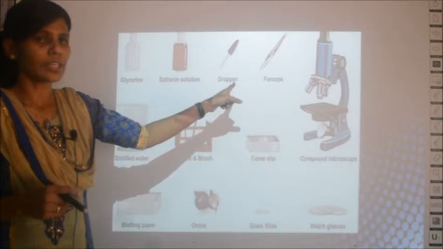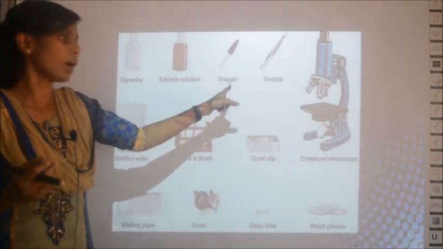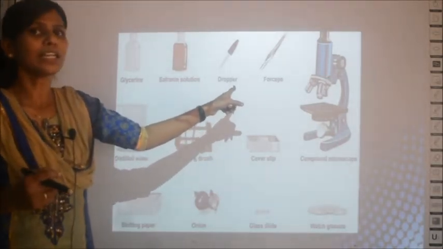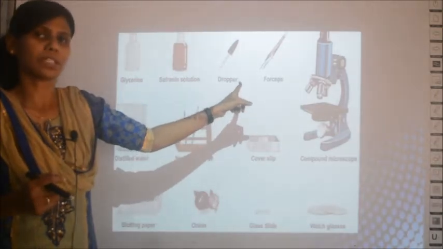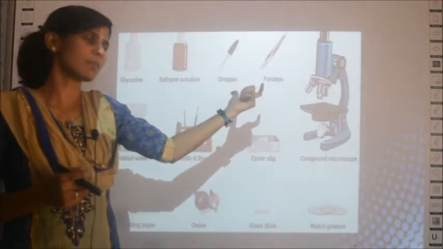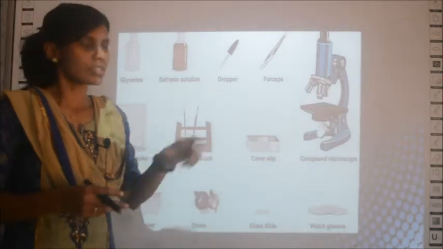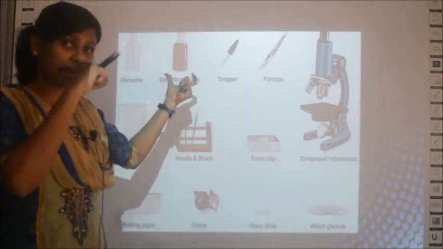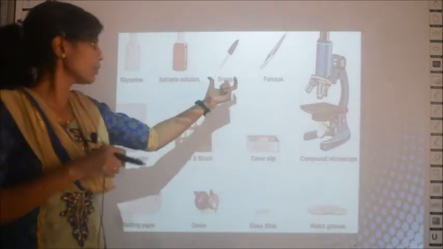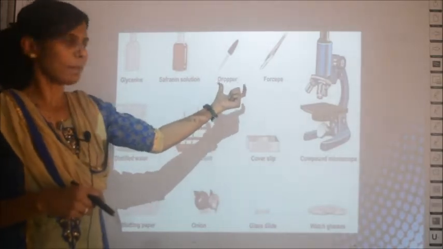This is called the dropper. Dropper is a common term, or else technically it is called a Pasteur pipette. Why Pasteur pipette? Because Pasteur is the man who invented this. So for adding the stain to the cell, you are going to use the dropper or the Pasteur pipette.